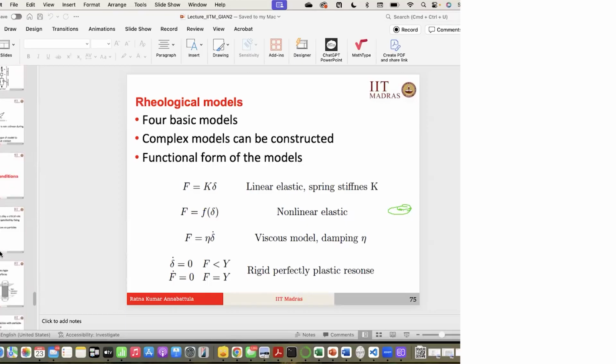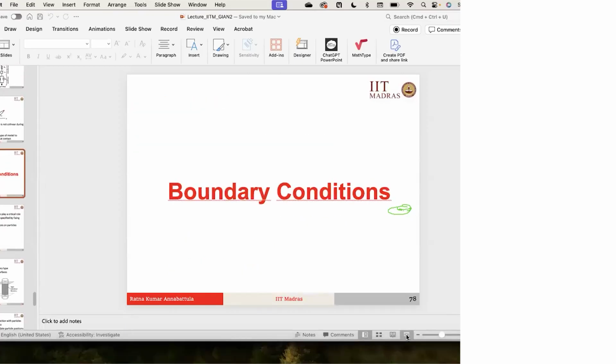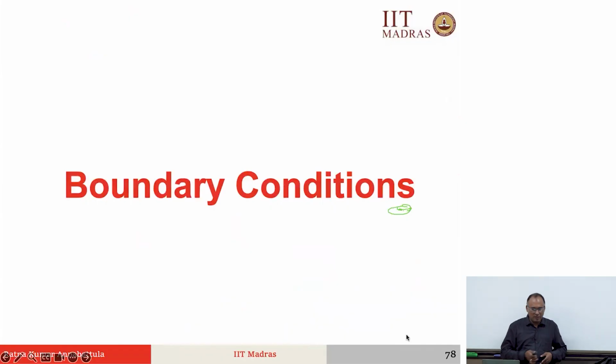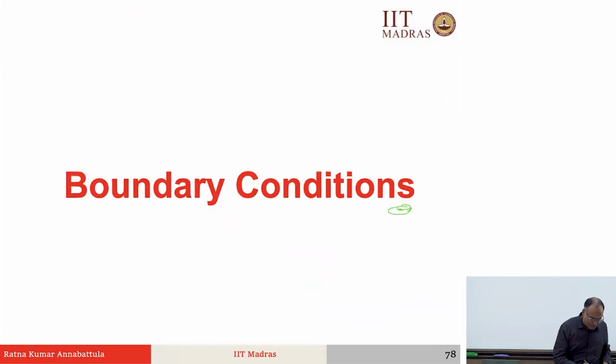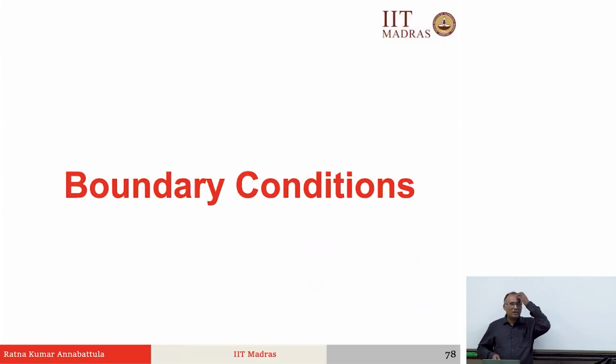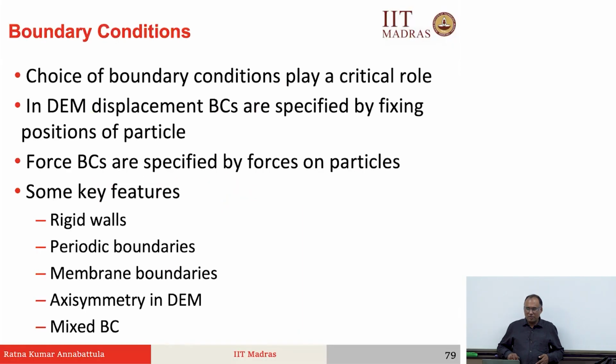This is how one contact force is calculated for a Hertzian system, but similarly there will be considerations for other systems, and we can calculate the contact forces based on the contact model that we are choosing. Okay. Now the boundary conditions, how do I apply boundary conditions? Again, the choice of boundary conditions plays a very critical role. Typically in DEM, displacement boundary conditions are specified by fixing the position of the particle, and force boundary conditions are specified by forces on particles.